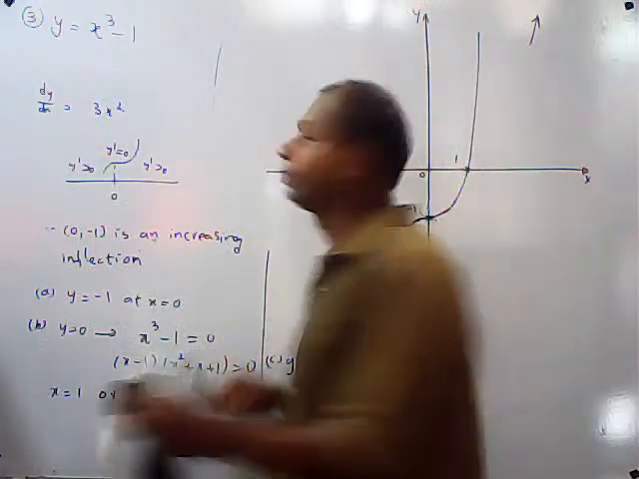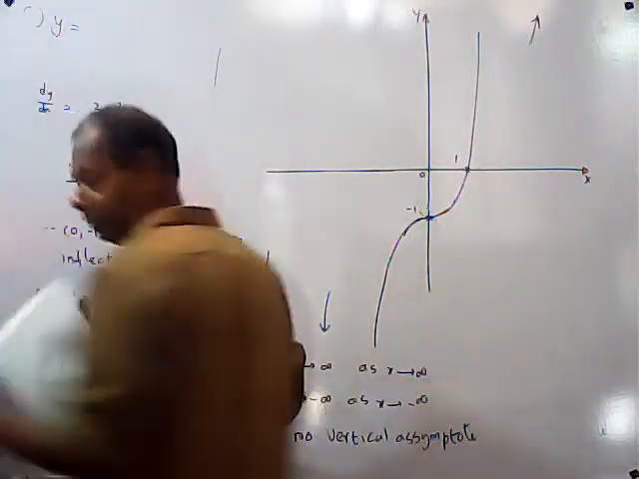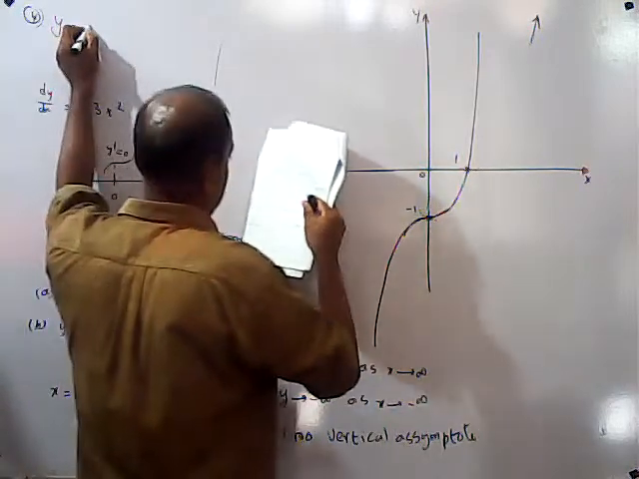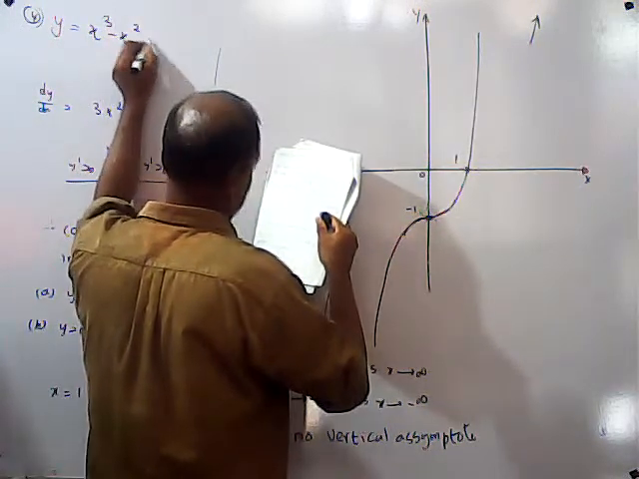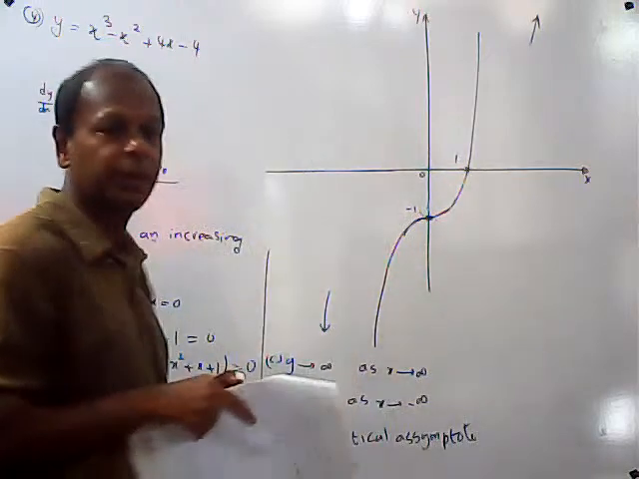The fourth is x cube minus x squared plus 4x minus 4. Finish this quickly and go to the next.